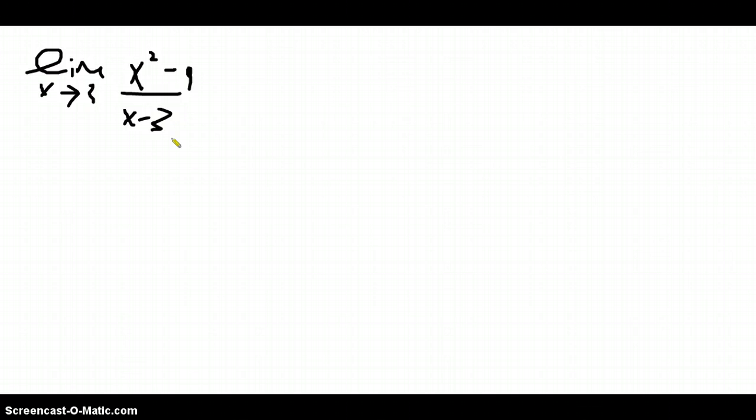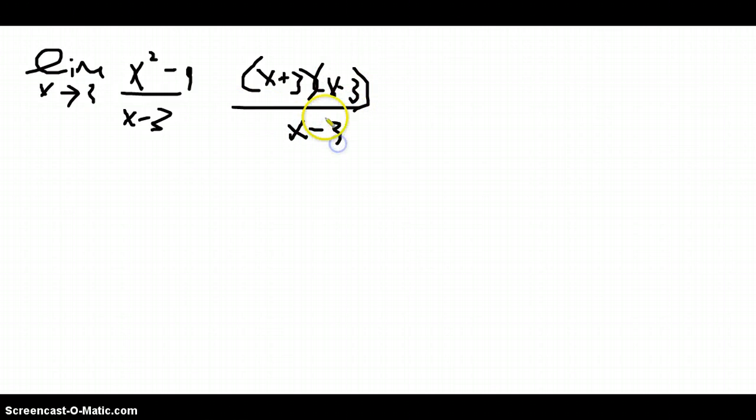Now, first intuition, what do we do about this? I see that x squared minus 9. It makes me think factoring. So x plus 3, x minus 3, and then x minus 3, right? But we know through factoring that this and this cancel out, right?